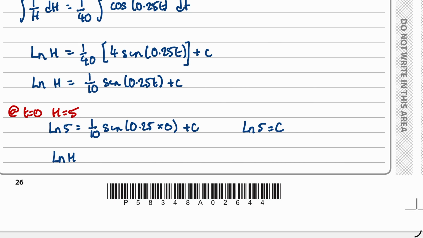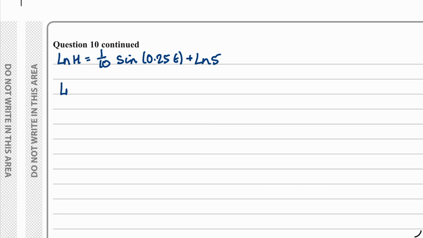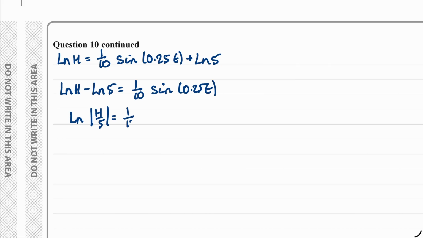So the natural log of h will be 1/10 times the sine of a quarter t plus the natural log of 5. And now I'm going to move this ln 5 over to the left hand side. So we get the natural log of h minus the natural log of 5 will be 1 over 10 times the sine of a quarter t. And now we can use the division rule of logs to tidy this up. So we've got the natural log of h over 5 will be 1/10 of the sine of a quarter t.